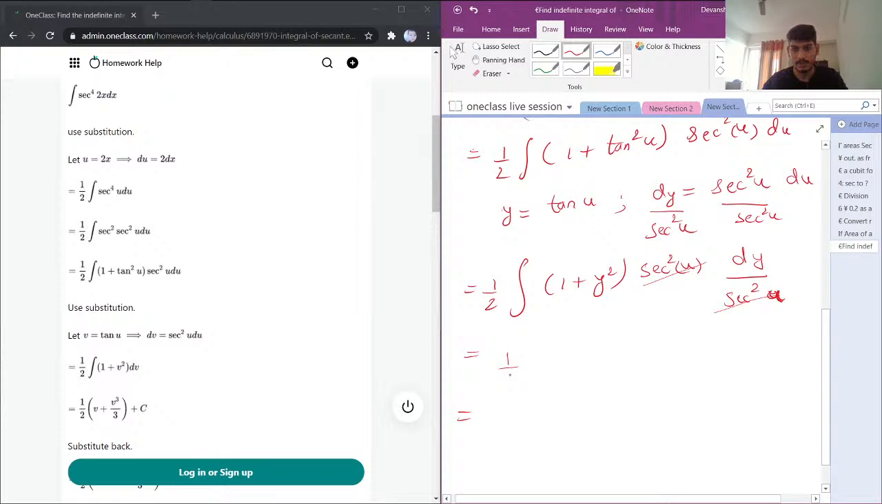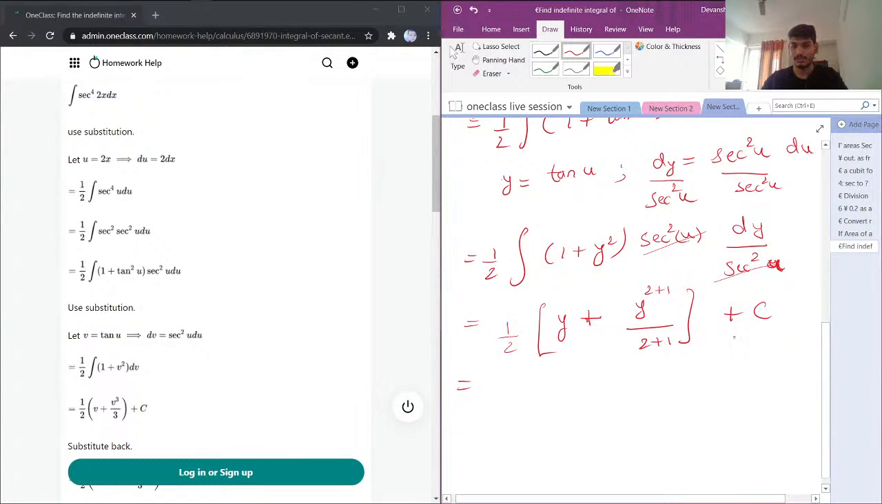So 1 by 2, then integration of 1 into dy will be y, plus integration of y square with respect to dy will be y to the power plus 1 divided by power plus 1, and as it is an indefinite integral, we'll add a constant term c. So this will be 1 by 2 y plus y cube by 3.